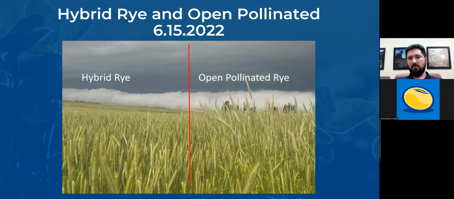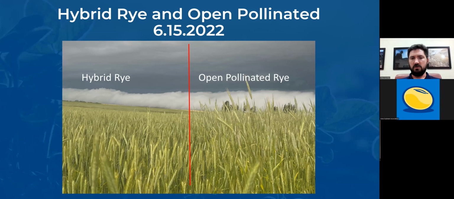And some more detail on what that is if you're not familiar. Hybrid rye is shown here on the left. It's been developed by KWS out of Europe, and then they brought it to Canada and other parts of North America and United States as well. And you can see there just the difference in growth habits.